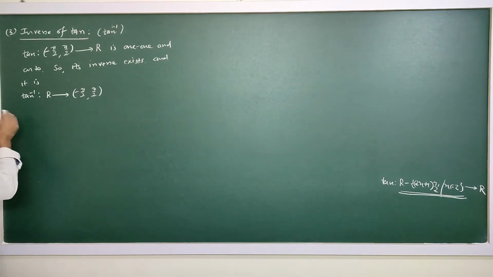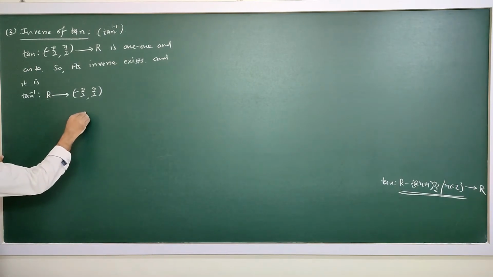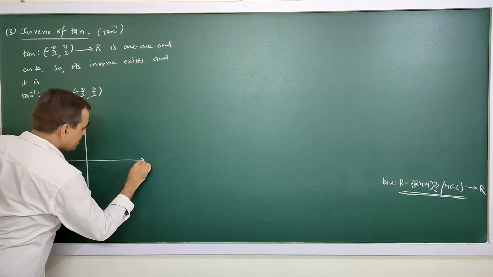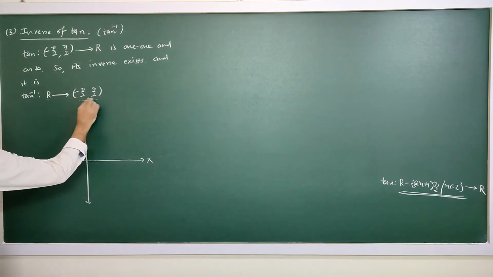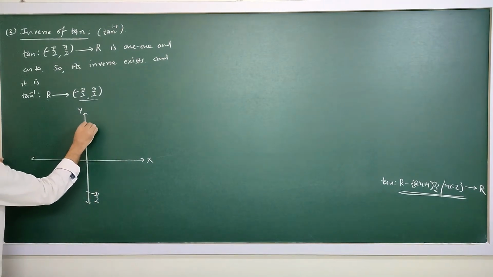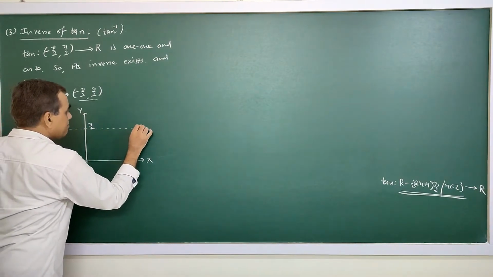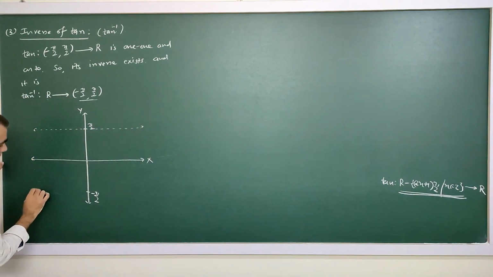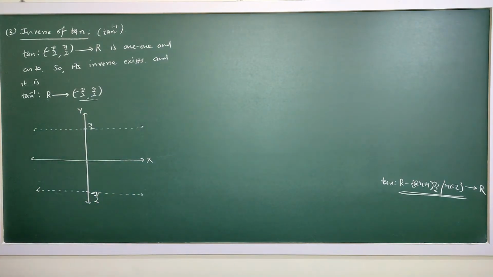Now see, graph of this function, graph of tan inverse, domain is R, codomain is minus pi by 2 to pi by 2. This is x-axis, this is y-axis. See, range is open interval, here it is open, not closed, minus pi by 2 to pi by 2. So graph will be between these two horizontal lines. Range is open interval minus pi by 2 to pi by 2.